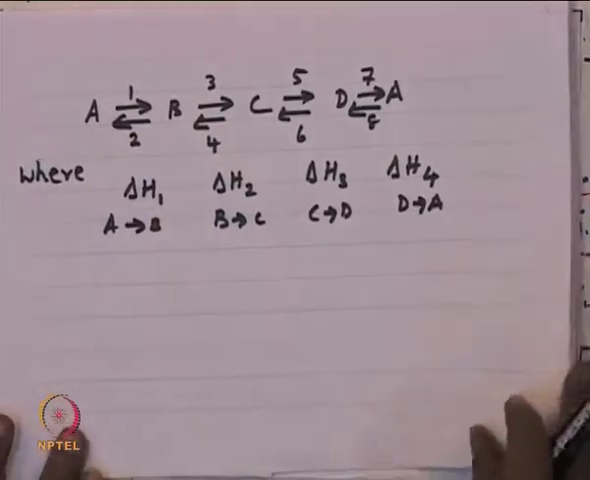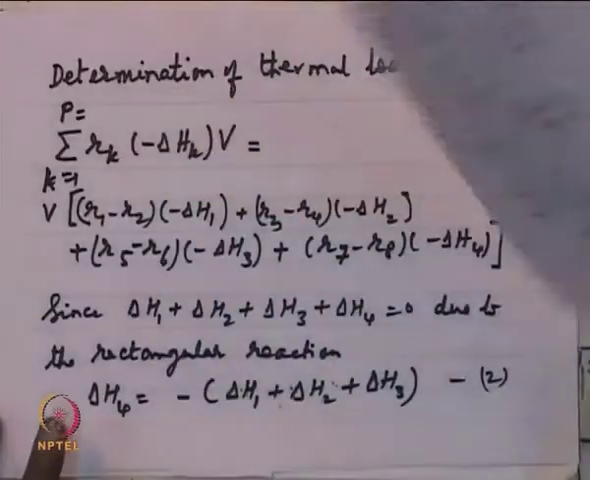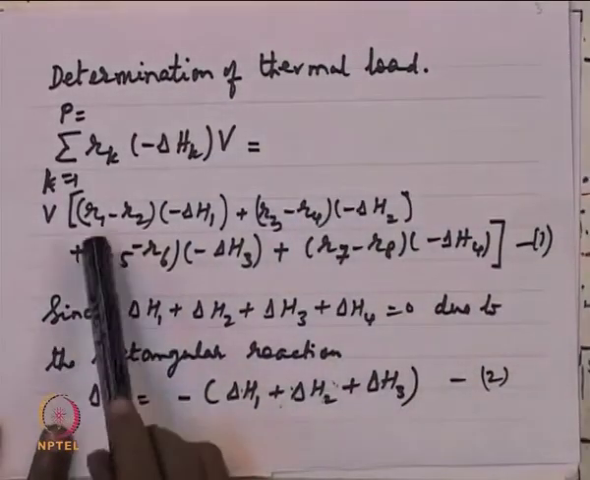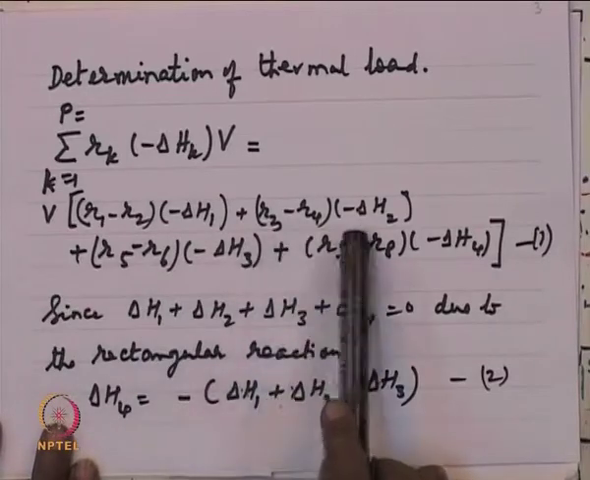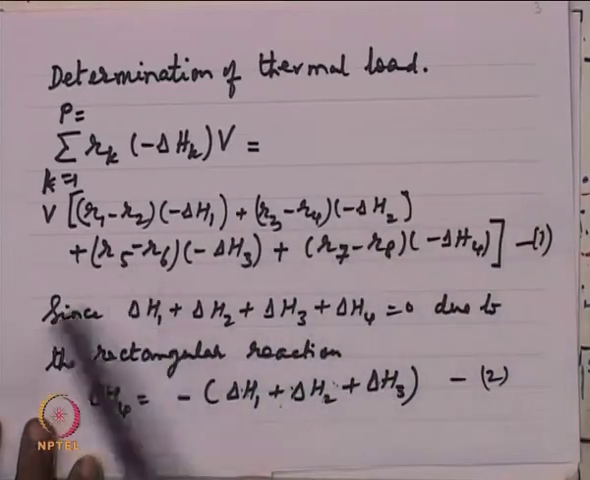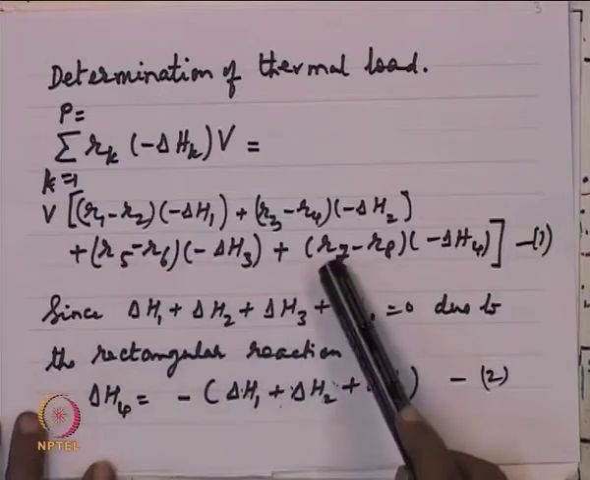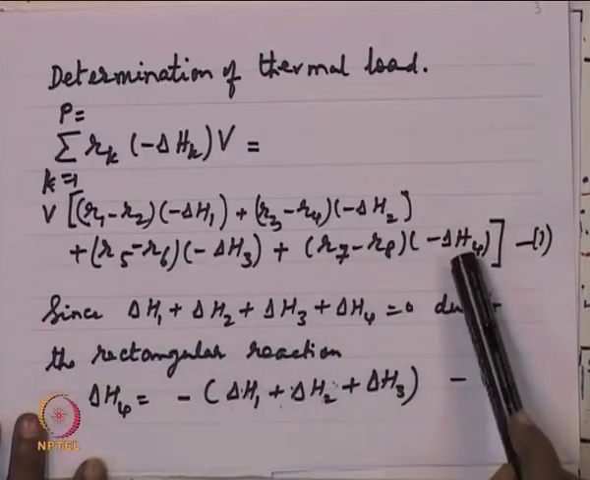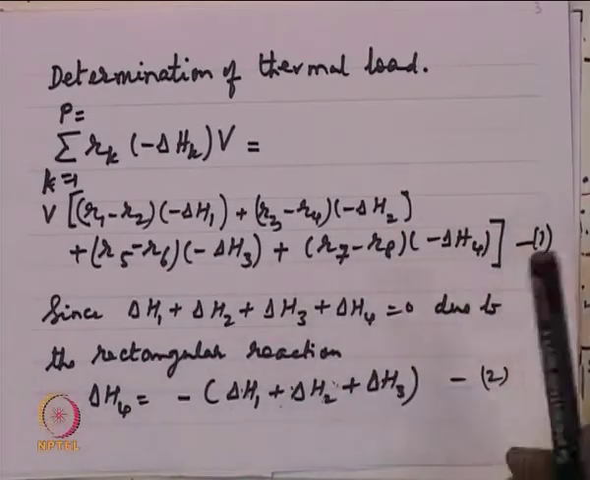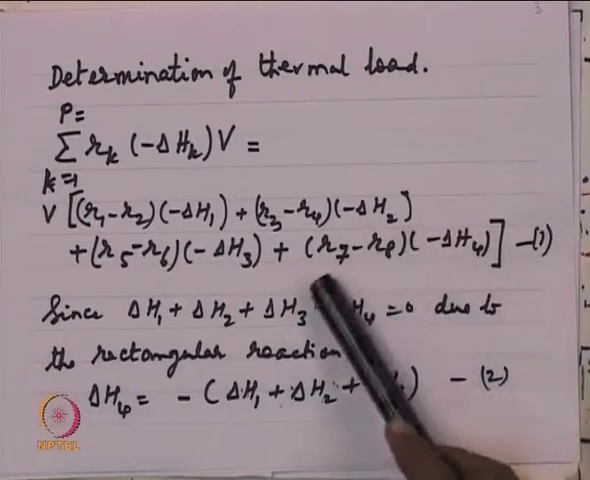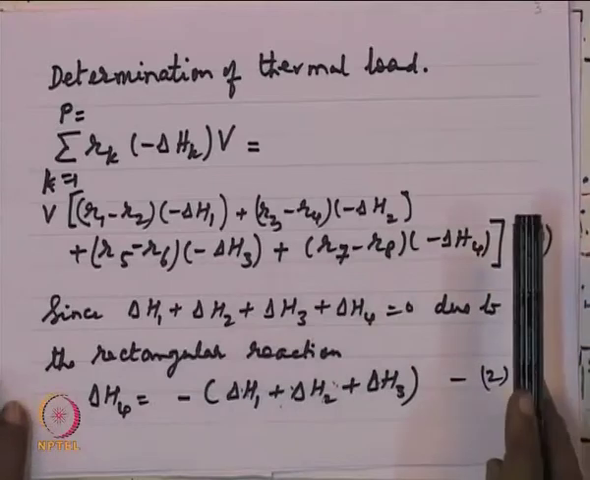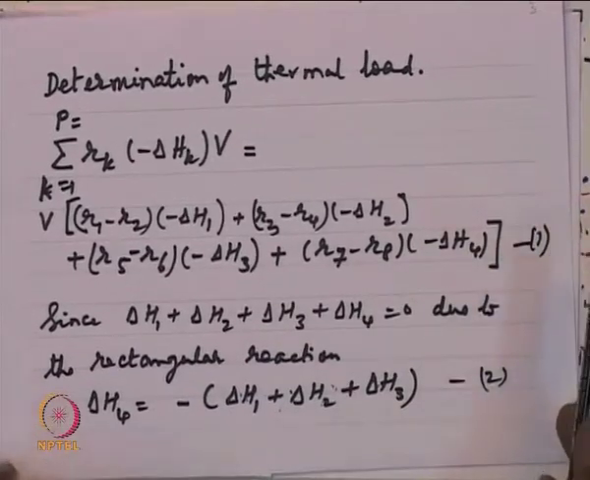Keeping that in mind, we have simplified this summation as (R1 minus R2) delta H1, (R3 minus R4) delta H2, (R5 minus R6) delta H3, (R7 minus R8) delta H4. This is something that we all know, that for a reaction A goes to B, the heat of reaction for B going to A is simply the negative of the heat of reaction for A going to B.